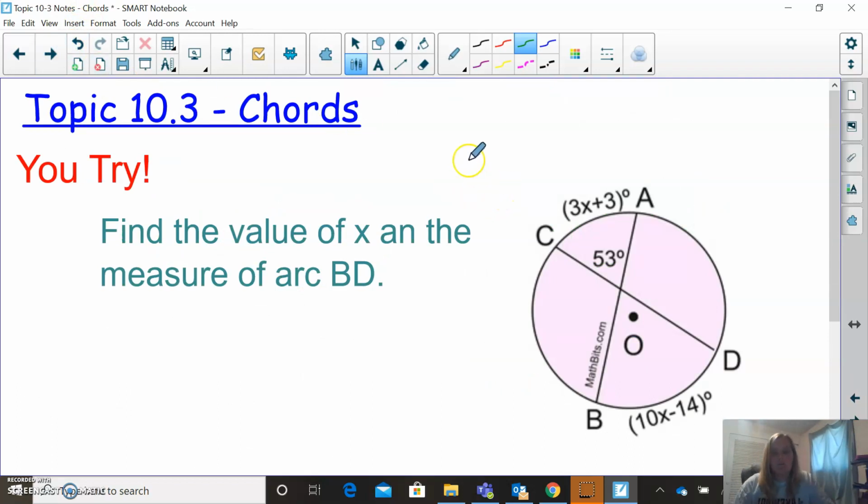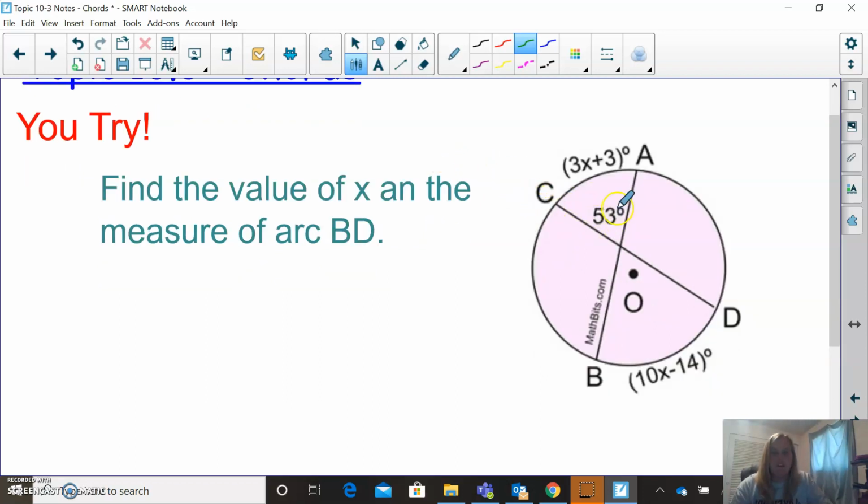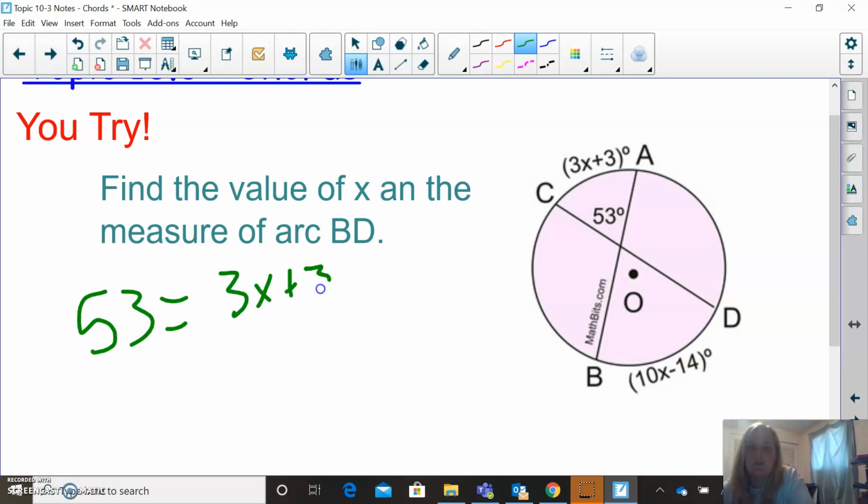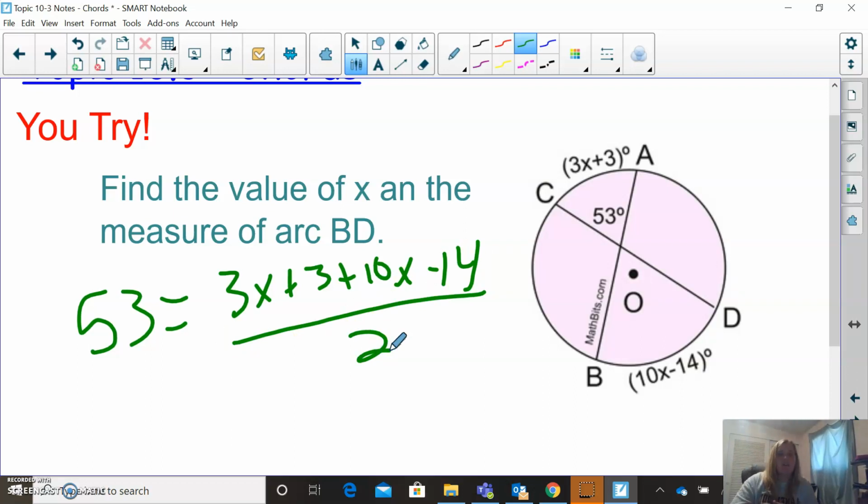Alright, now, you try. Okay. Make sure to pause the video, try it out for yourself, okay? So you're going to take 53 and set it equal to 3x plus 3 plus 10x minus 14 over 2. Awesome. And actually, I'll set this up for you. 53 is equal to 3x plus 3 plus 10x minus 14 over 2. So that's the formula you're going to use. Make sure you combine like terms correctly, okay? I expect to see the answer. Box it so I know where to look.